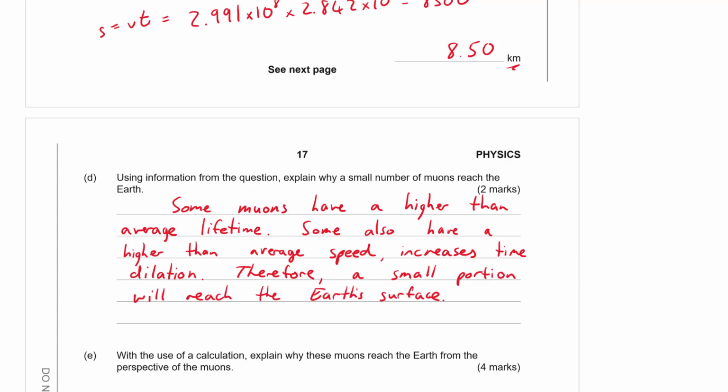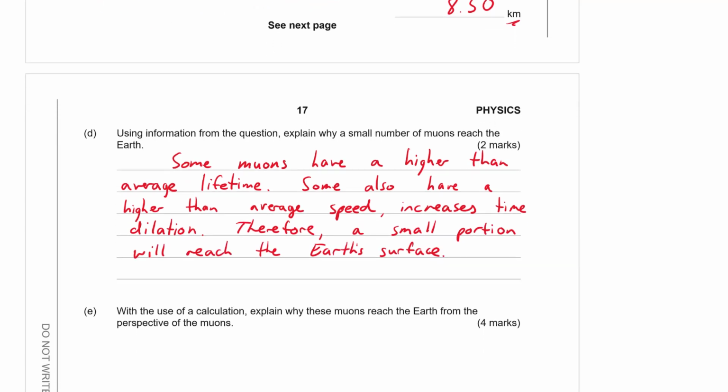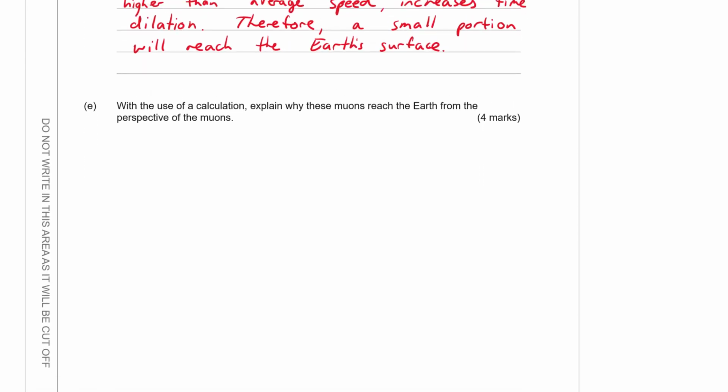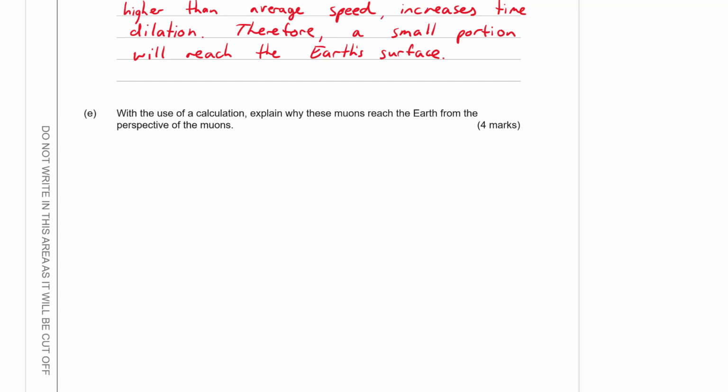So therefore, a small number, not all of them, but a small portion, will reach the Earth's surface. Okay. And now it's saying, with the use of a calculation, explain why these muons reach the Earth from the perspective of the muons. Okay, so the muon doesn't see its own dilated time. So how can we justify that the muon will make it to the Earth according to the muon? So now we need to talk about the muon's perspective.